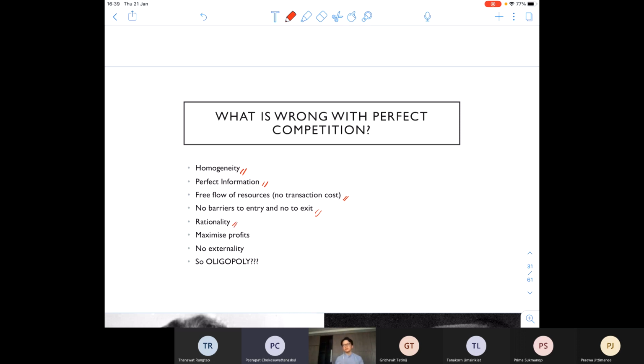Rationality. Well, sometimes you're not that rational, right? You don't know whether you should sell coffee or tea, and you cannot compare all possible alternatives and choose the right one. And sometimes you don't even maximize profit, right? There are so many managerial theories, which we're going to cover roughly next time, but there are so many ideas about how firms actually conduct their business.